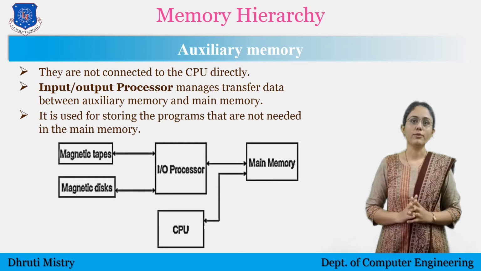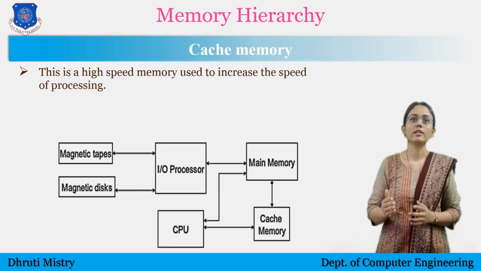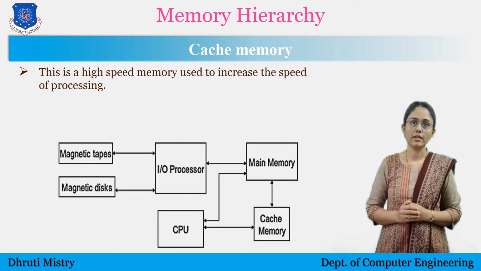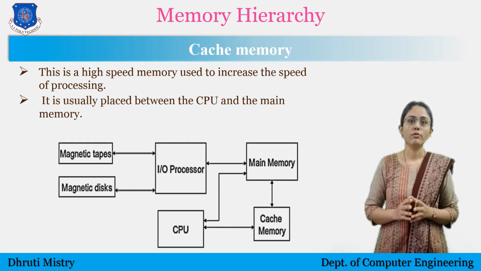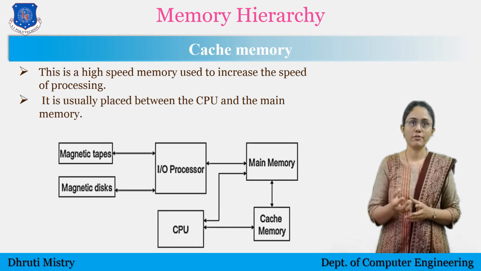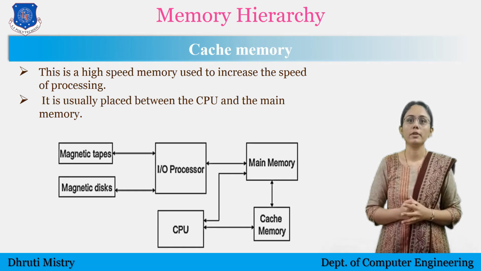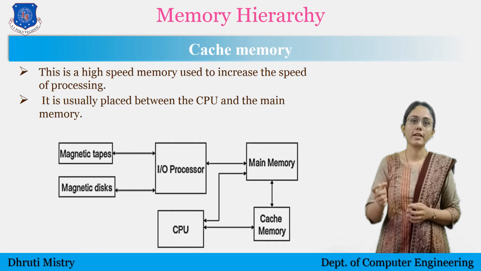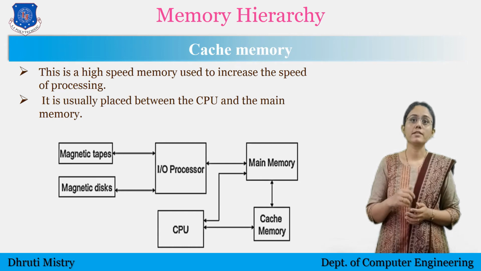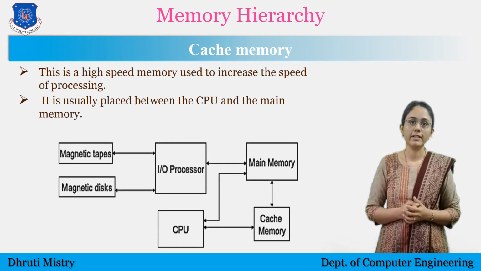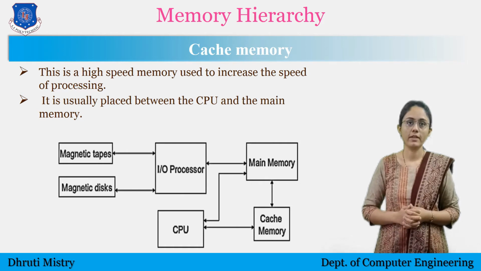Cache memory is the fastest memory, used to increase the speed of processing. It is placed between the CPU and the main memory. So, whenever the CPU generates a request for accessing data from memory, it will first search in cache memory. If the data is not found, then it will search in main memory. And if data is also not found in main memory, then it will search in auxiliary, that means secondary memory.